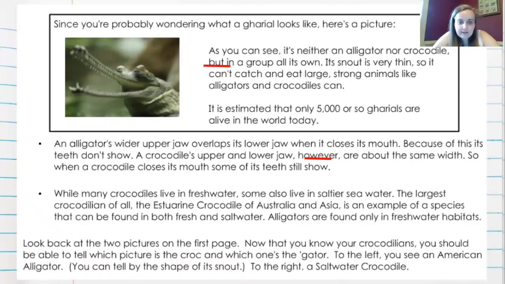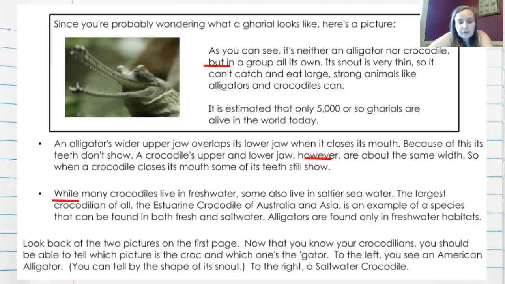While many crocodiles live in fresh water, some also live in saltier seawater. The largest crocodilian of all, the estuarine crocodile of Australia and Asia, is an example of a species that can be found in both fresh and salt water. Alligators are found only in freshwater habitats. And then in that bullet point, we could have underlined the word "while" because that's one of our signal words.